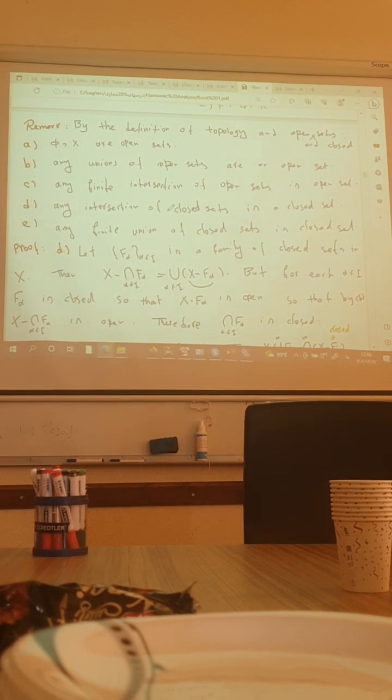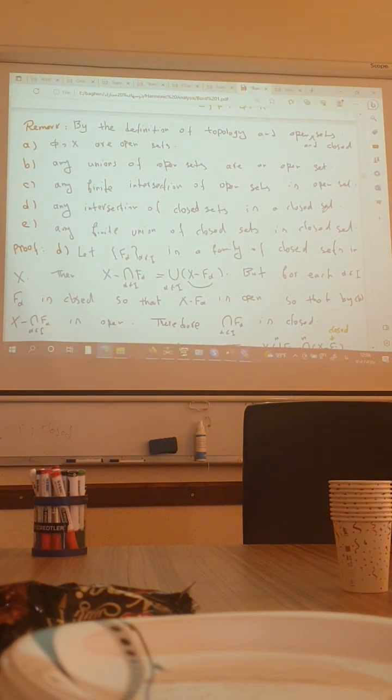Any intersection of closed sets is a closed set, and any finite union of closed sets is a closed set.